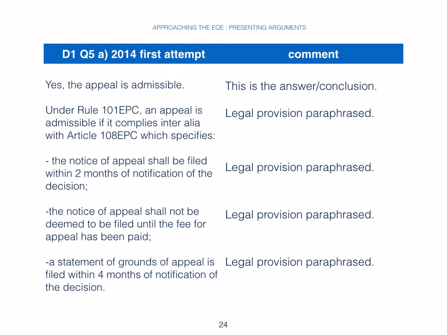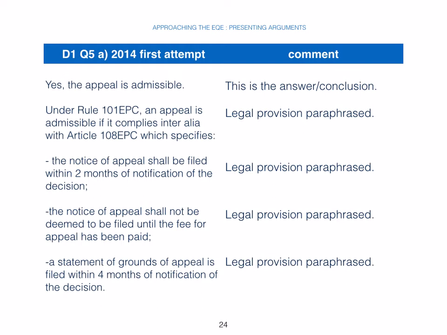I've taken as an example question 5A of the 2014 legal paper D, and I don't have the question on the slides, but the relevant part of this question reads as follows. The application was refused by a decision dated 6th of August 2013. On 1st of October 2013, the applicant filed a notice of appeal. On 4th of October 2013, he paid the fee for appeal and requested reimbursement of that fee. On 28 November 2013, the applicant filed a statement of the grounds of appeal together with further documents.